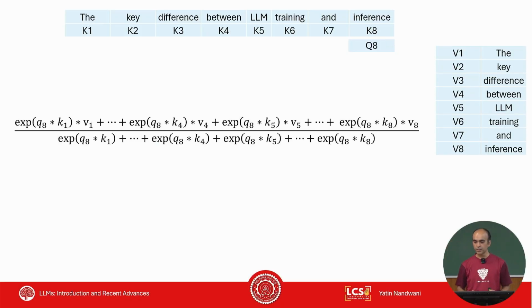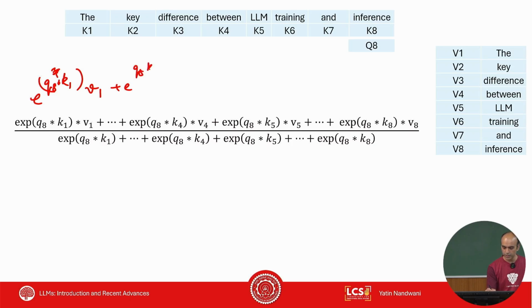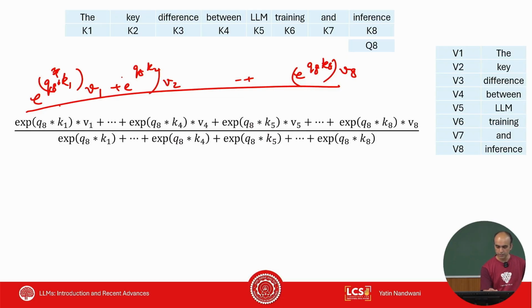And this is the expression that we want to compute, which is e to the power Q8 transpose, or a dot product of this with K1, times V1, plus e to the power Q8 times K2 times V2, up to e to the power Q8 times K8 V8, divided by, so these are the softmax weights, divided by the summation over all these exponents, right? This is what we want to compute.